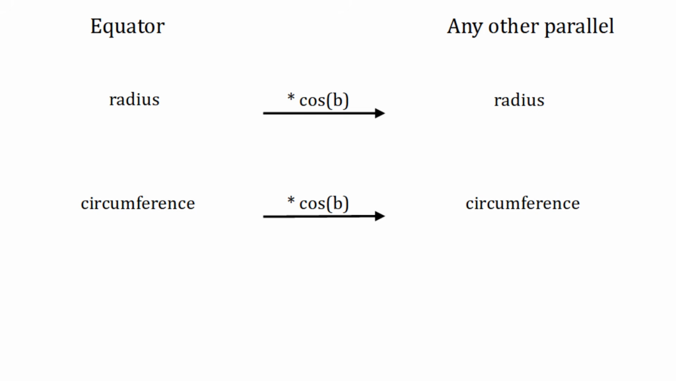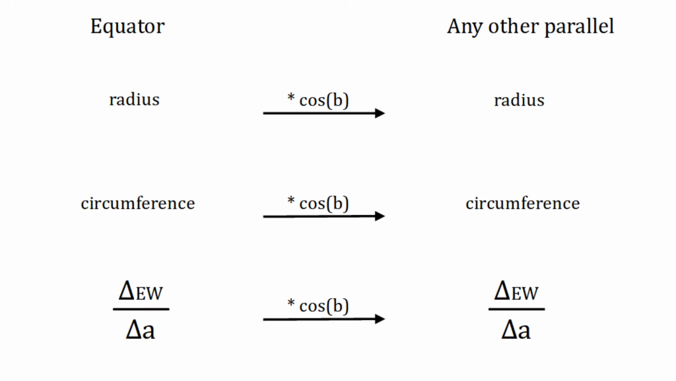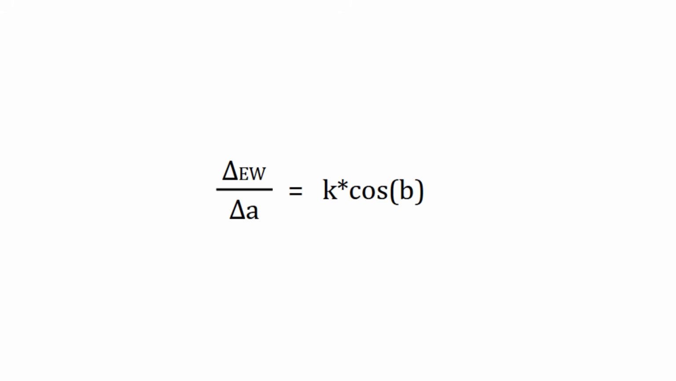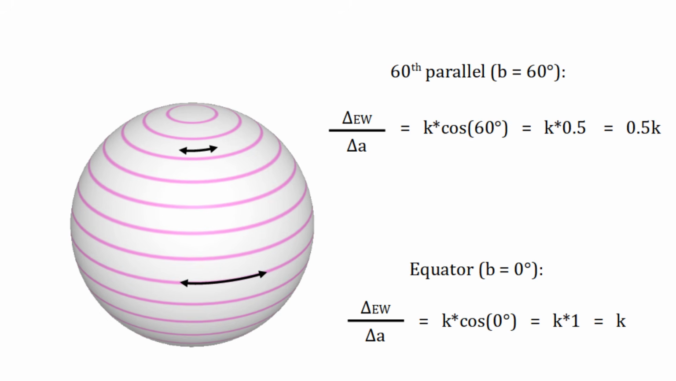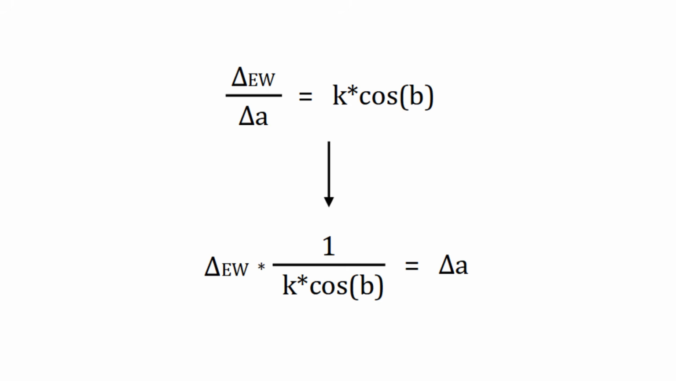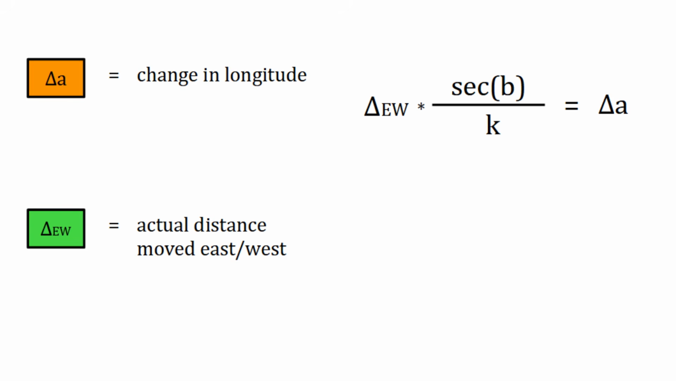So if the radius is smaller by that amount, then the circumference is smaller by that same amount, and the distance per degree is smaller by that same amount. Therefore, distance moved per degree change in longitude equals k times cosine B. If you want, you can verify that this makes sense by plugging in values. Just like before, this equation can also be rearranged. In fact, 1 over cosine actually has its own name. It's called secant. So this equation relates distance moved east to west with change in longitude.